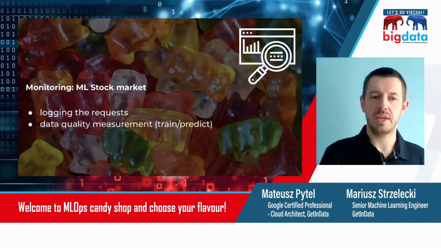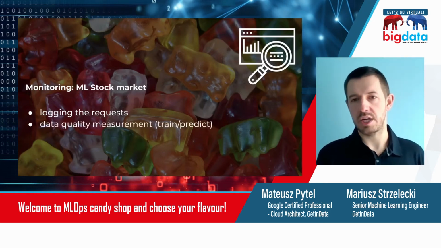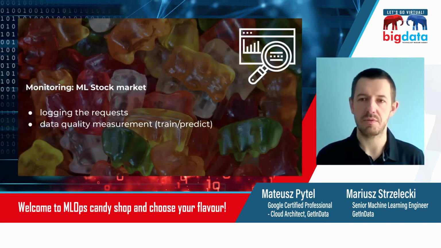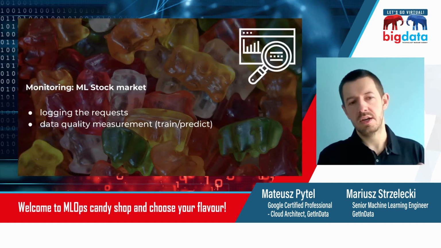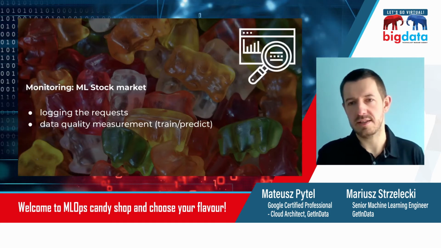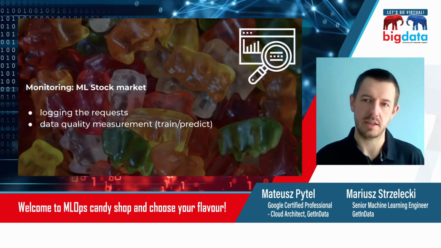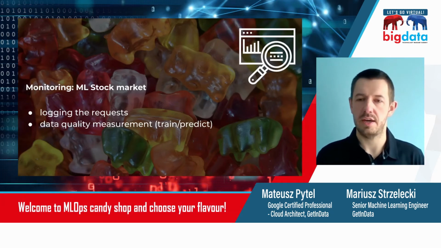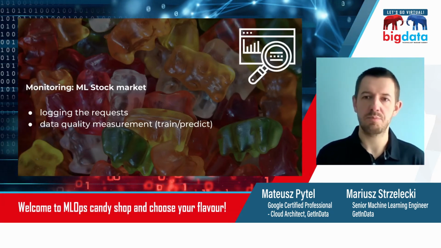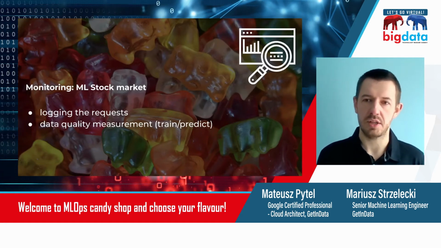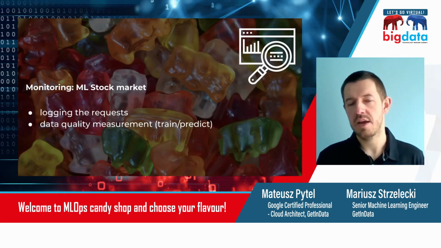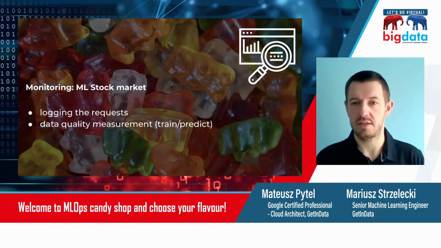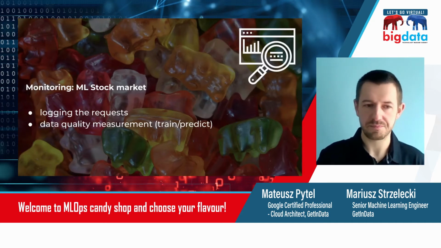Also measuring the data quality, both for training, because you need to be sure that the data that you provide for training are clean and of good quality, and at least the same quality that the data scientist saw when he or she prepared the algorithm, but also for prediction, because if you have a model trained on some data, but then the data coming into prediction are slightly different, it may result in unpredictable behavior.